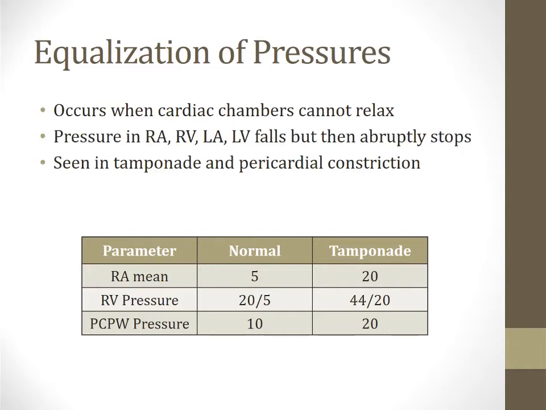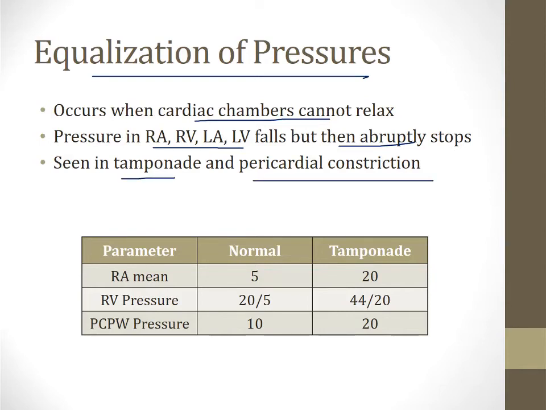Besides all those findings in the venous pressure tracing, there is another classic finding of tamponade that you can see when you measure the pressure in all the chambers in the heart. This finding is called equalization of pressures. This is what you see when the cardiac chambers cannot relax. What you see is that the pressure in the right atrium, right ventricle, left atrium, and left ventricle fall, but then abruptly stop at some high level. You see this finding, equalization of pressures, in both tamponade and in pericardial constriction, which we'll talk about in a minute.